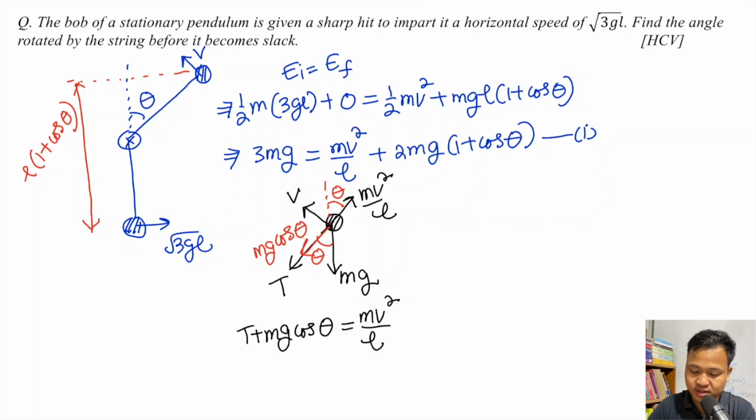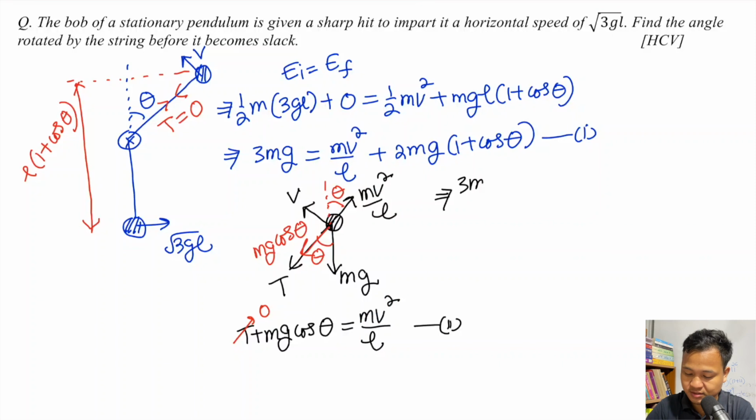For a complete circle the condition is that tension should be greater than or equal to 0. Once the tension becomes 0, the string becomes slack. So at this point the tension is 0, which means m v squared by L equals mg cos theta. Now put this in the second equation.